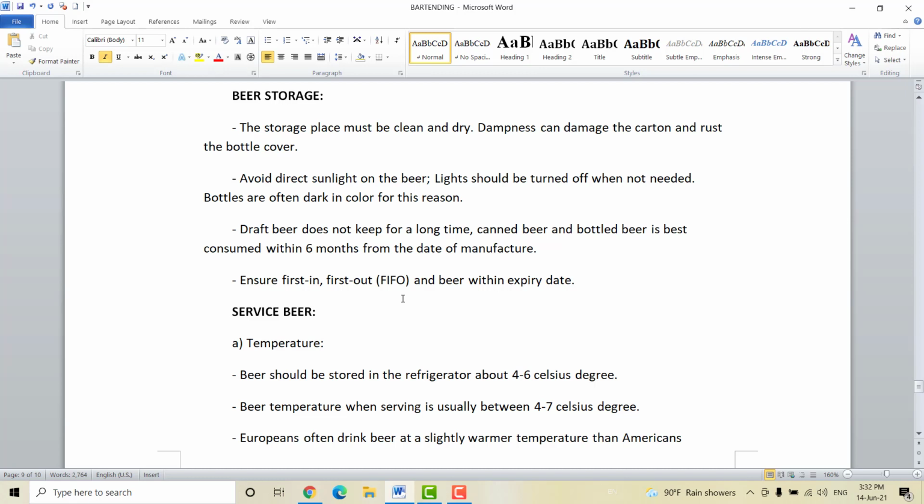Draft beer does not keep for a long time. Canned beer and bottled beer is best consumed within 6 months from the date of manufacture. Ensure first in, first out, FIFO, and beer within expiry date.